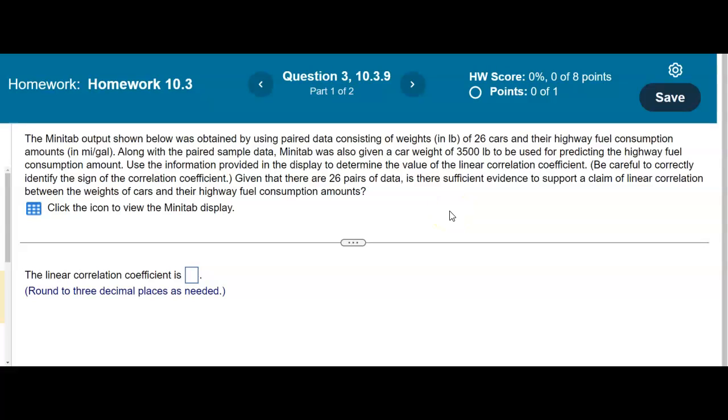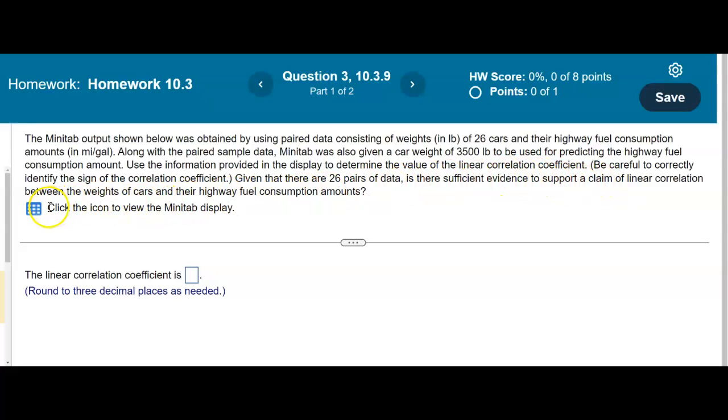Use the information provided in the display to determine the value of the linear correlation coefficient. Be careful to correctly identify the sign of the correlation coefficient. Given that there are 26 pairs of data, is there sufficient evidence to support a claim of linear correlation between the weights of cars and their highway fuel consumption amounts?